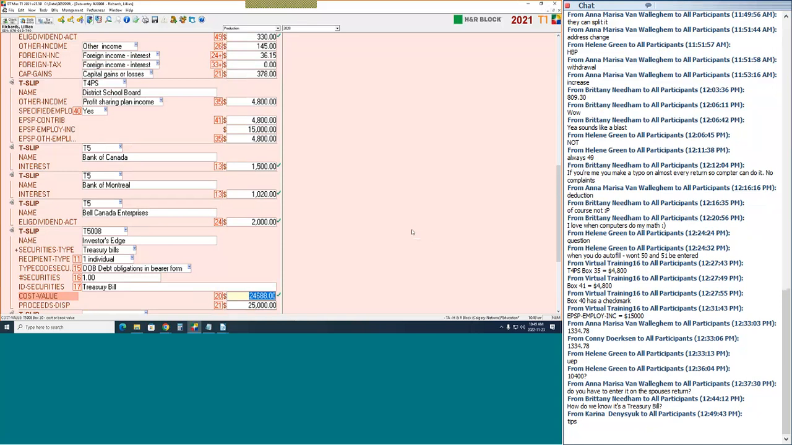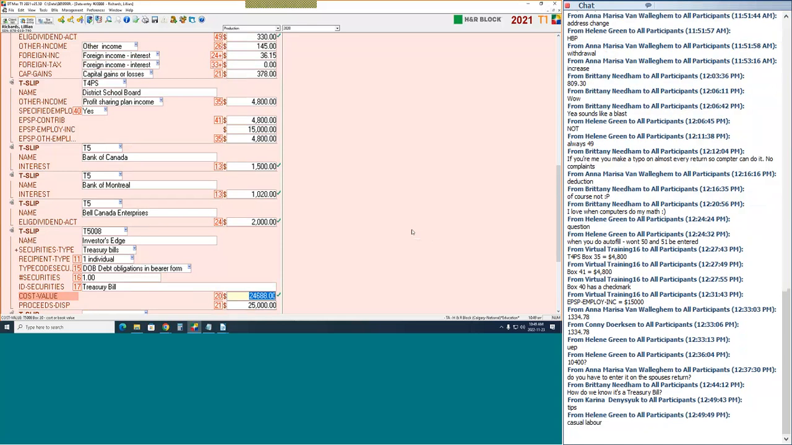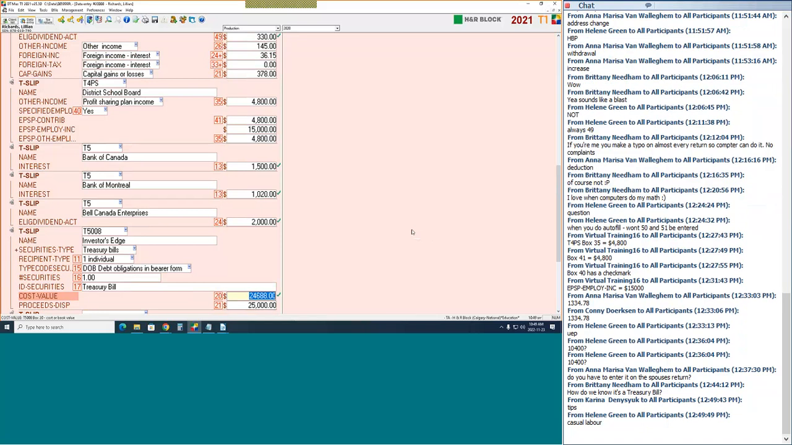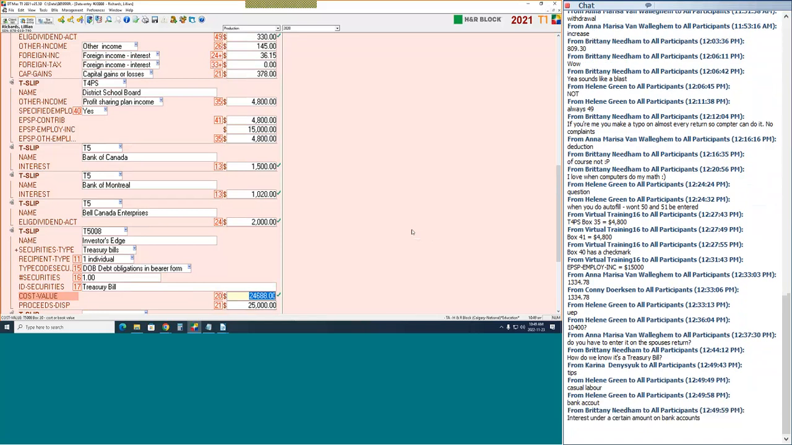Tips, which you've learned how to do. But if I'm thinking about interest income in particular, so interest and investment income, what kinds of things might not be on a slip that have to be added in? Interest from a bank account. Good. Interest from a bank account that is not reported on a slip would have to be added in as well.